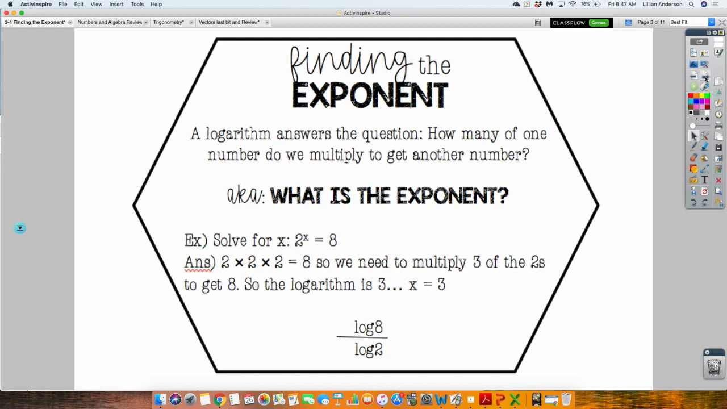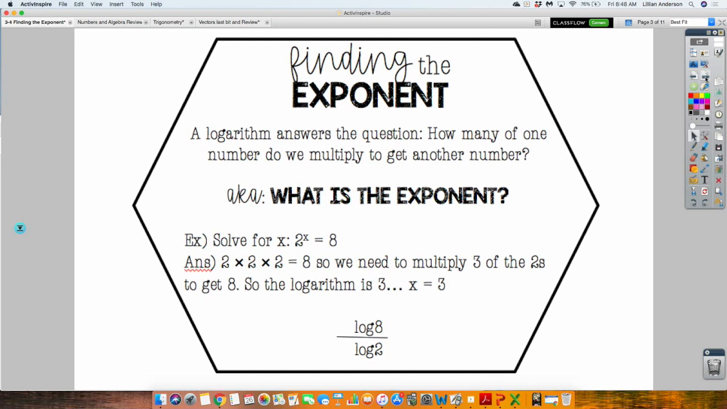Well, as you can see from the answer, 2 times 2 times 2 is 8. So that means we need to multiply 3 2's together to get 8. So how many 2's do we need to multiply? We need to multiply 3 of them. So the logarithm is 3. So x equals 3. Now, this is a very simple example, but this can be found by doing the log of 8 divided by the log of 2. So that is the log of the answer divided by the log of the base.